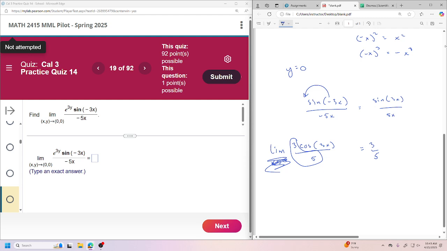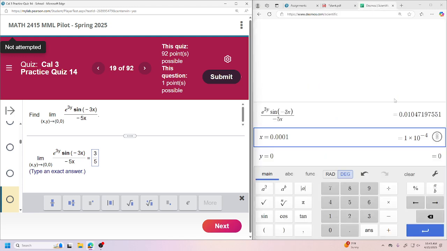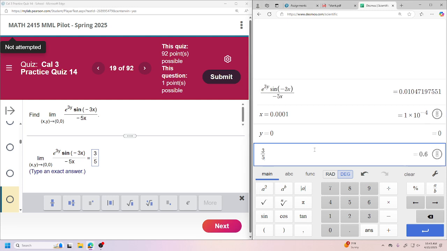I'm nervous. I'm nervous because, but see, this is not 3/5 in my mind. Oh, you know what it is? I wonder if it's degree radian mode. Oh, look at that! Degree radian mode.